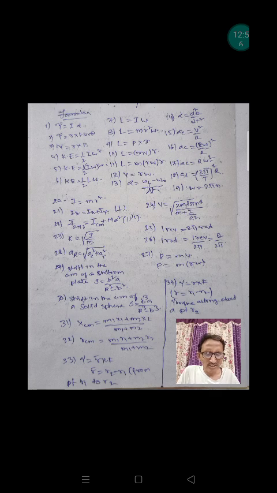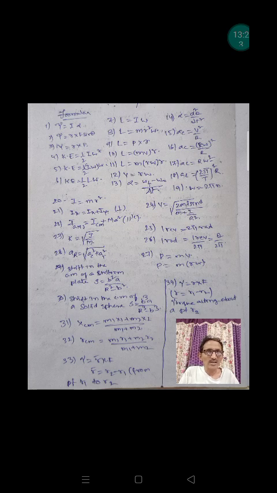Now coming to the 24th one, if you observe it, v is equal to under root of 2 m g l sin theta. Here, g is missing, you have to replace that. The 24th one is v equal to under root of 2 m g l sin theta. Here, 2 m g h, actually it should be 2 m g h.